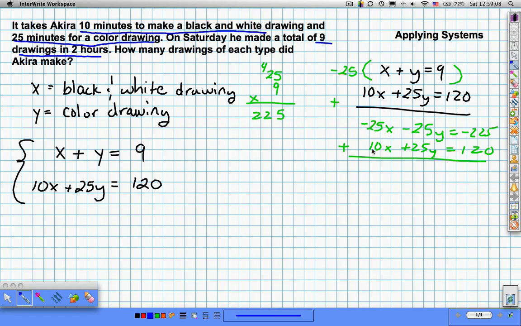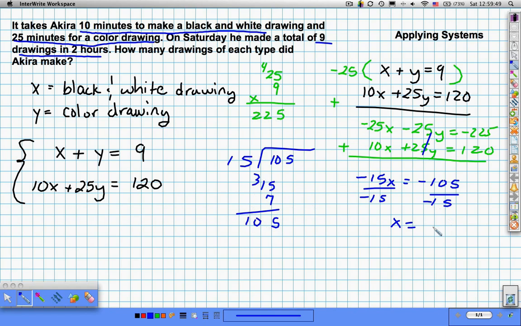Negative 25x plus positive 10x is going to be negative 15x. The y terms are 0, they cancel out. And then negative 225 plus a positive 120 will be negative 105. So now we divide by negative 15. So x equals 105 divided by 15. This is for those of you that don't have your calculators. I know 15 times 6 is 90, so I bet it's 7. So 15 times 7, yep, there it is. So it's going to be positive 7.